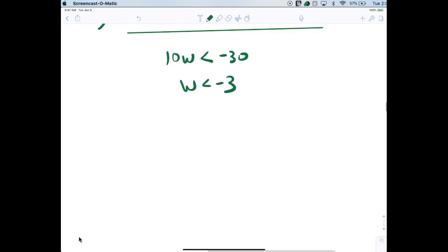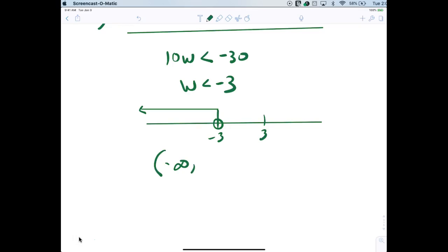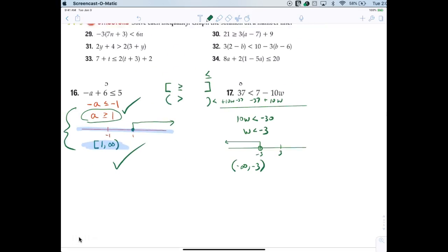So if it's less than negative 3, here we go. Here's negative 3. Here's 3 over here somewhere. Less than is open. Heading in what direction? To the left. So my answer in interval notation would be from what? There you have it. Negative infinity to negative 3. Are we good? All right, the more we do, the better we're going to get. All right, that was 17.